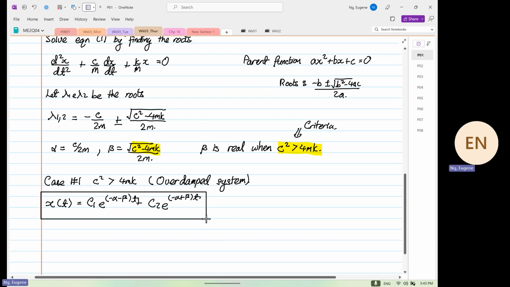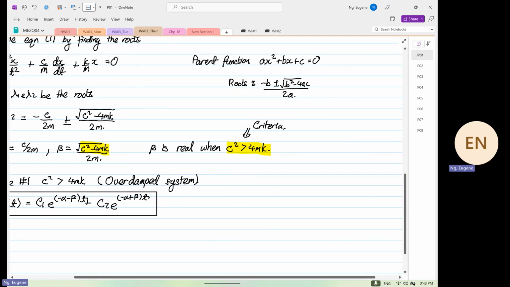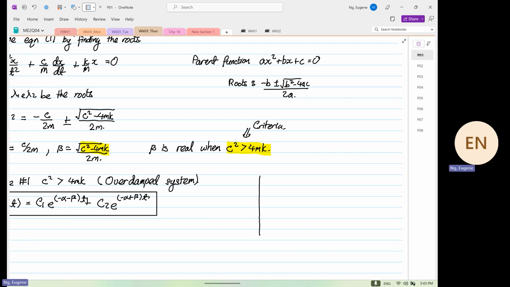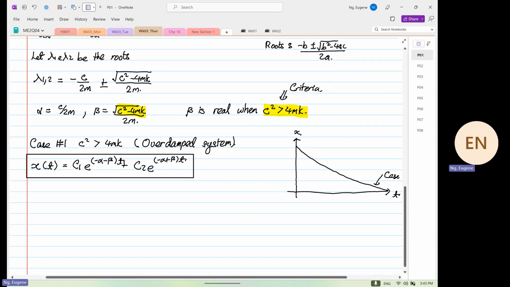And don't just say, okay, overdamped. Don't do that. Come up with a sketch to help you remember, where this is time, and this is x, and this slope reduces slowly, and this is your case number 1. Okay, this should be in your summary sheet. Are we clear?